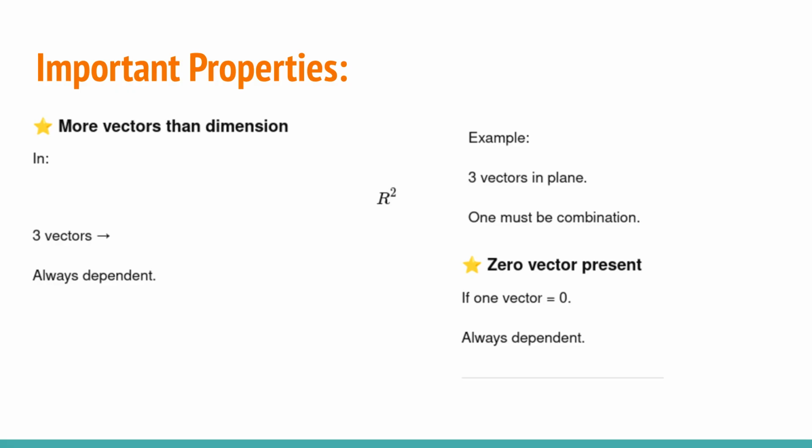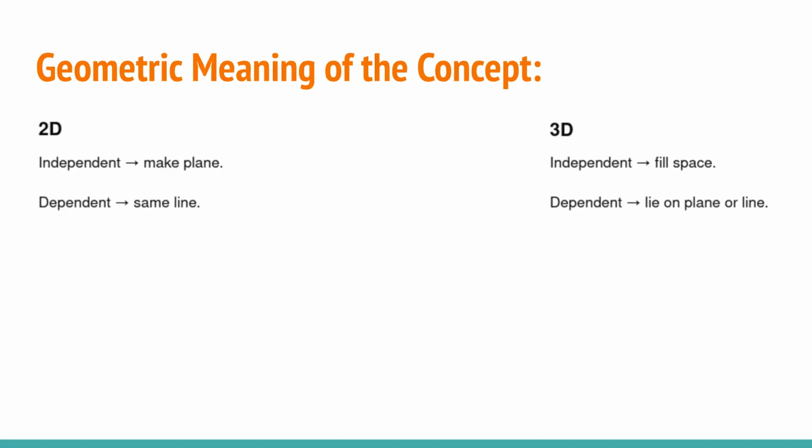Important properties include having more vectors than the dimension, such as 3 vectors in R squared, always leads to dependence. Also, if a 0 vector is present, the set is always dependent. Geometrically, in 2D, independent vectors make a plane, while dependent vectors lie on the same line. In 3D, independent vectors fill space, and dependent ones lie on a plane or line.